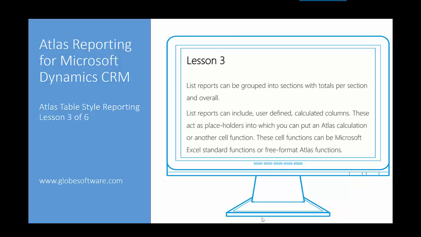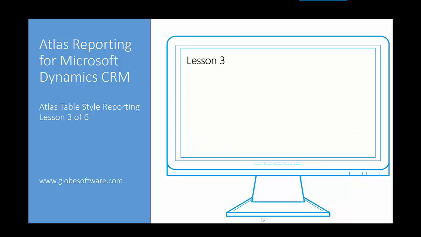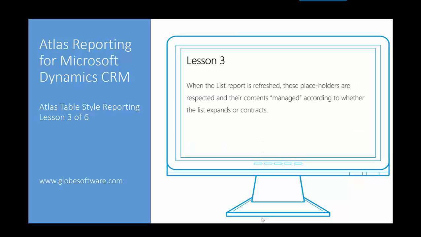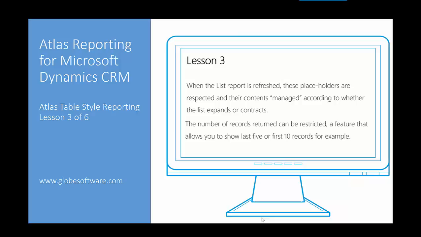List reports can include user-defined, calculated columns. These act as placeholders in which you can put an Atlas calculation or another cell function. These cell functions can be a Microsoft Excel standard function or a free format Atlas function. When the list report is refreshed, these placeholders are respected and their contents managed according to whether the list expands or contracts. The number of records returned can be restricted, a feature that allows you to show the last 5 or the first 10 records, for example.